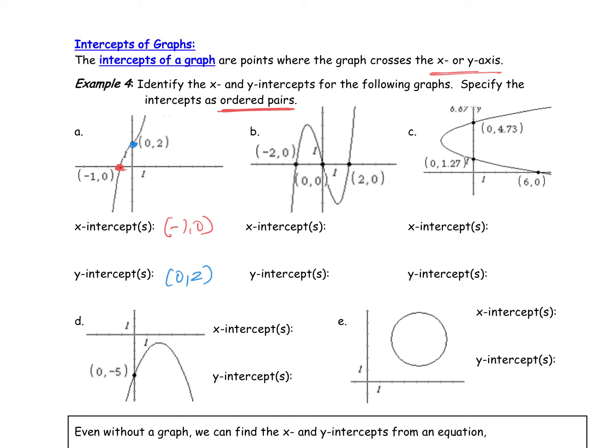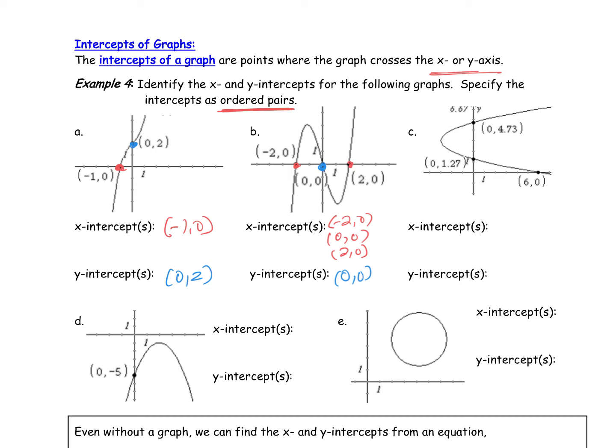On the next graph, when we're looking for x-intercepts, we actually have 3 x-intercepts, and we can have an infinite number of x-intercepts on a graph. Anywhere the graph crosses the x-axis will be an x-intercept. So on this graph, we have 3 x-intercepts. They're at -2, 0, 0, 0, and 2, 0. And the y-intercept is where the graph crosses the y-axis, and so that point is at 0, 0. So we notice the x-intercept and the y-intercept can be the same when that point is the origin. They actually are the same in that graph.